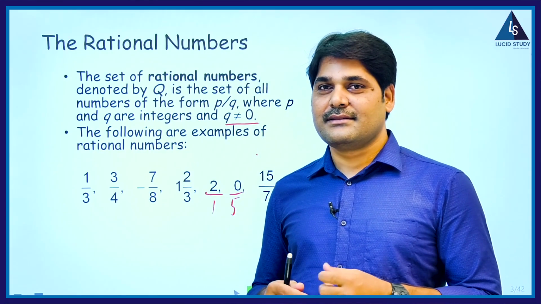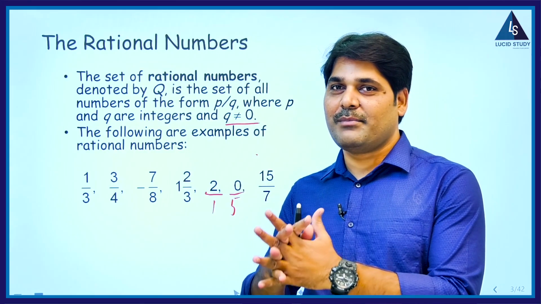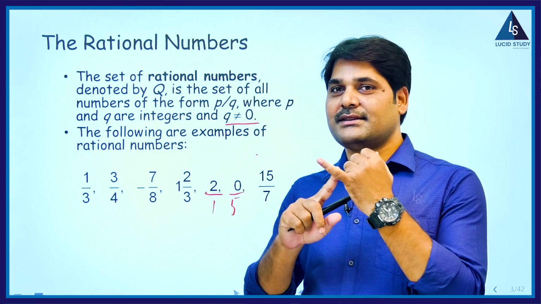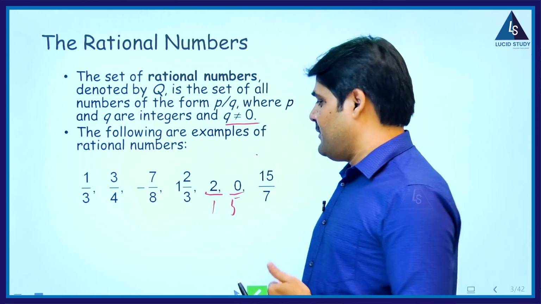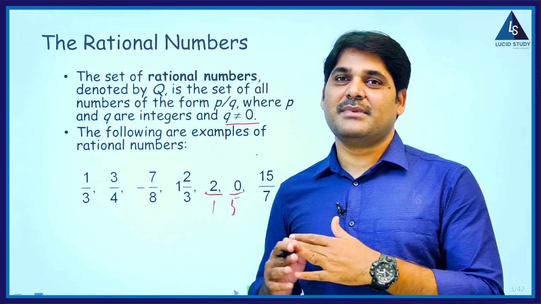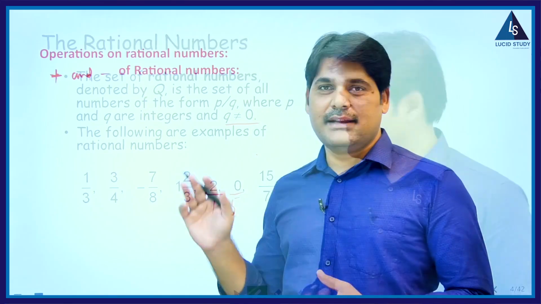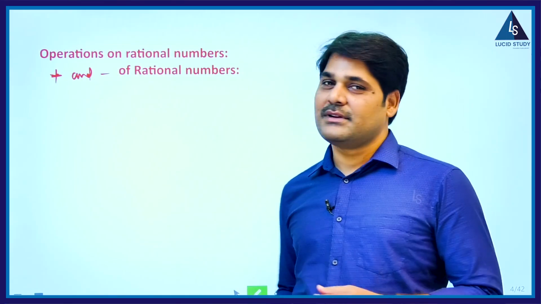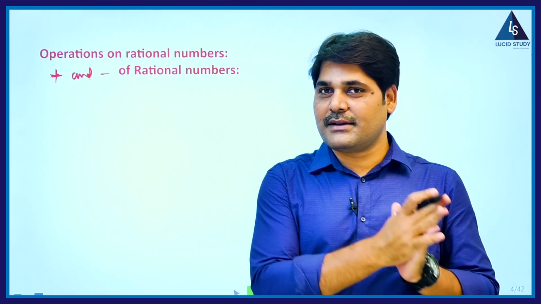Right, now understood what do you mean by rational numbers? Let us discuss the operations on these rational numbers. What are the operations we have in mathematics? Addition, subtraction, multiplication as well as division. Right, so we will discuss about addition and subtraction, because addition and subtraction must be done in the same manner. Okay, so let us discuss addition and subtraction of rational numbers. Okay, plus and minus of rational number. Plus means addition, minus means subtraction. Okay, so how to do addition and subtraction, let us see.